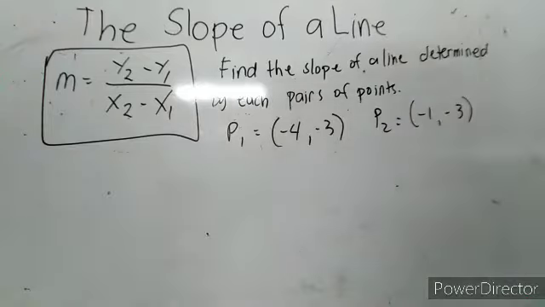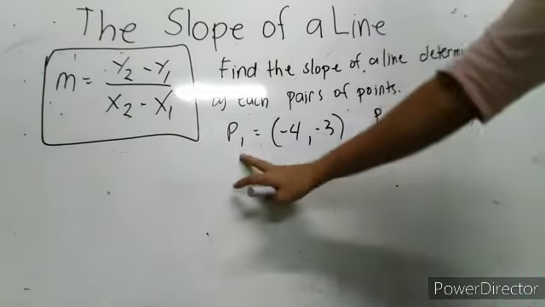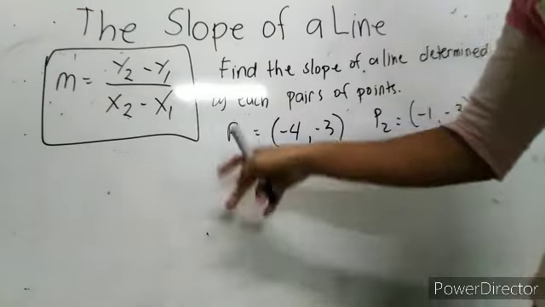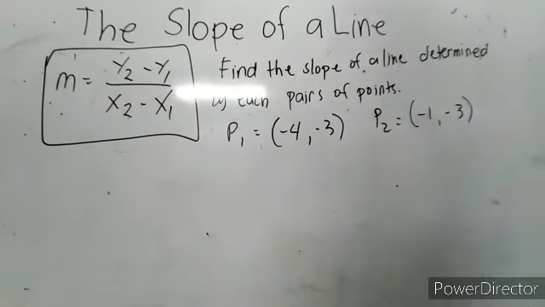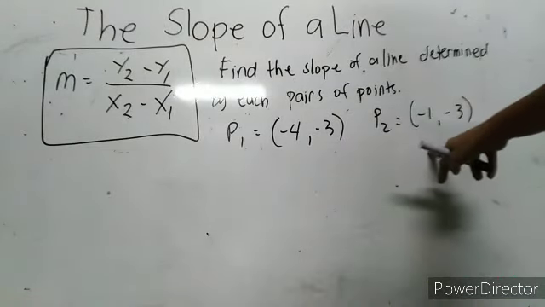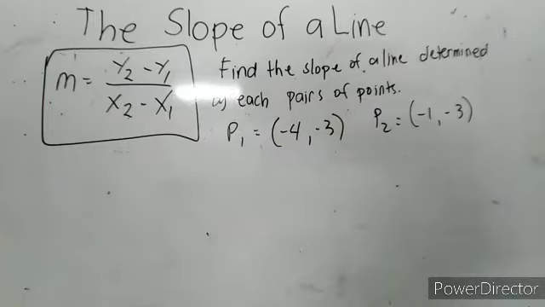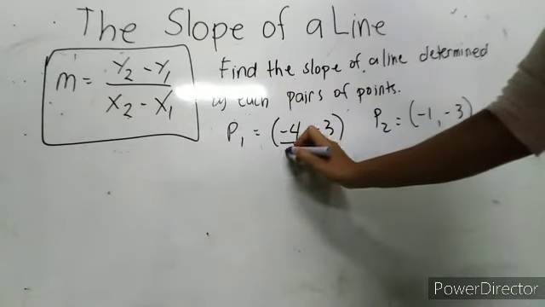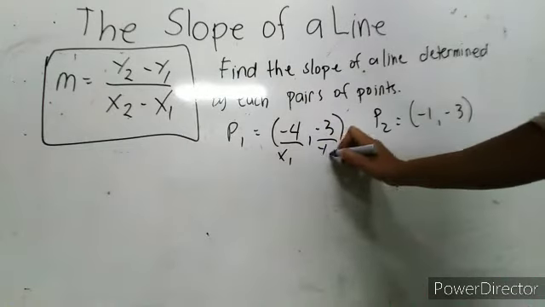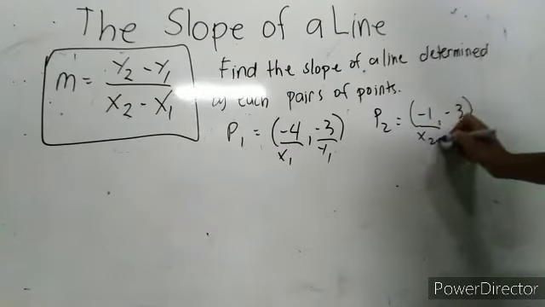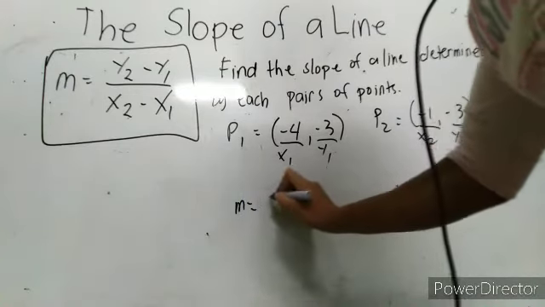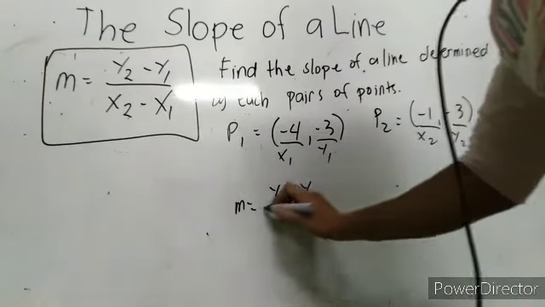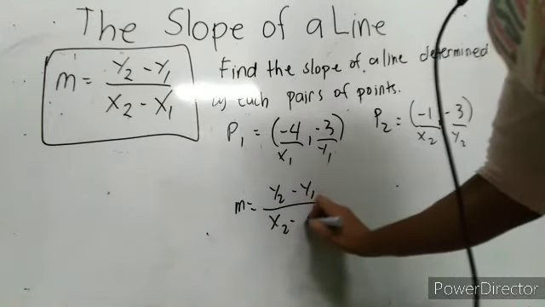Another. So the next example na to, P sub 1 ha, this stands for point 1, ha? P stands for point. So we have the point 1, which is negative 4 and negative 3. The point 2, the coordinate, which is negative 1, negative 3. So again, x sub 1 man din, di ba? X sub 1, and this is our y sub 1. This is x sub 2, and this is our y sub 2. So let's find the slope. Our slope is y sub 2 minus y sub 1, di ba? Over x sub 2 minus x sub 1.